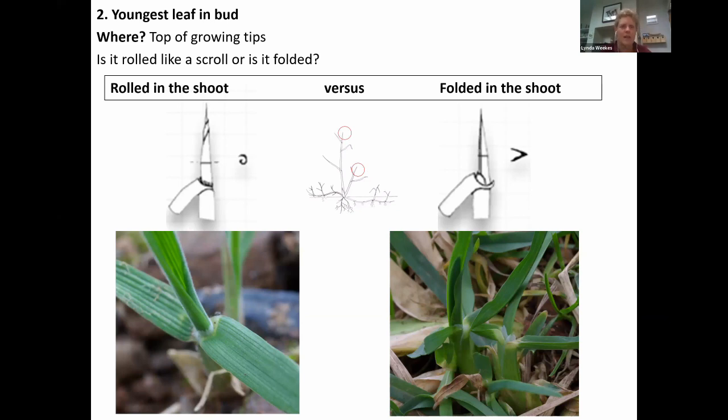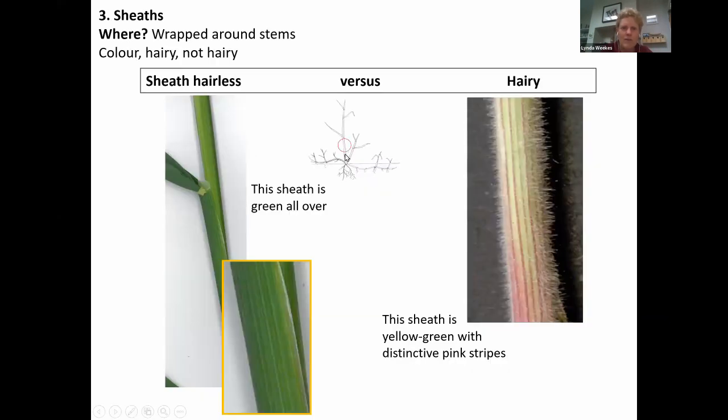Okay, sheaths then. This is the covering that wraps around the stem here on the grass. So what's important with sheaths is the color, and basically whether it's hairy or not hairy, and also whether it's wrapped or it's like a tube, which I'll talk about in a minute. But let's have a look at whether the sheath is hairless. This is a hairless sheath, and this one is obviously very hairy on the right hand side.